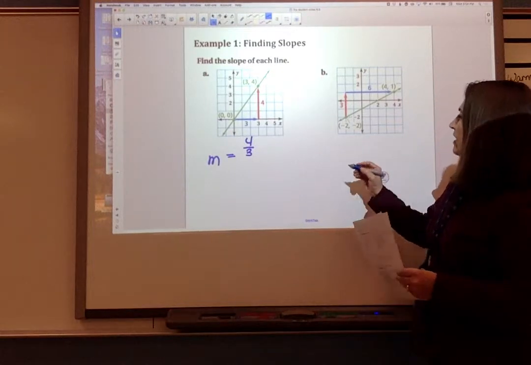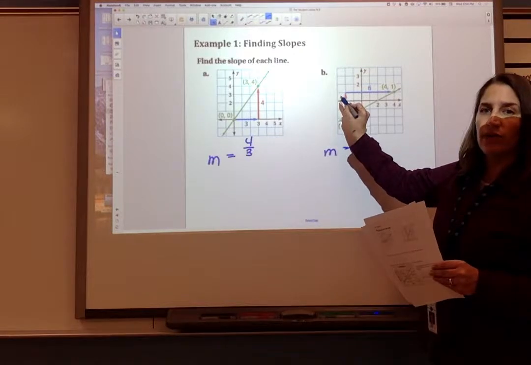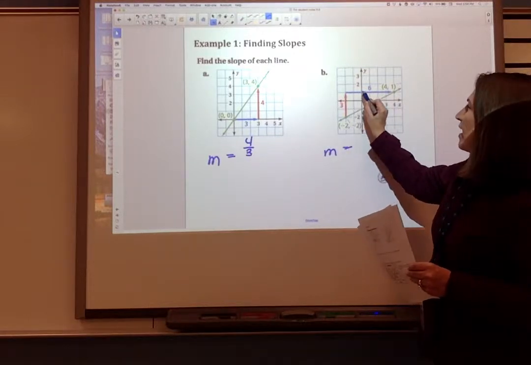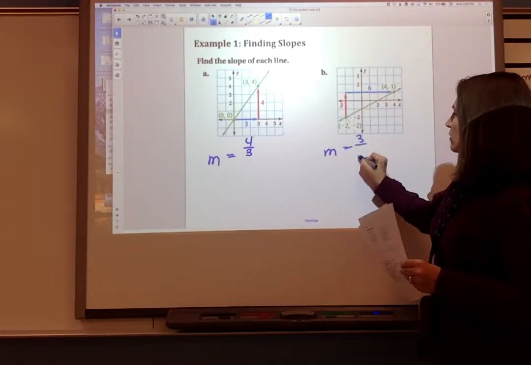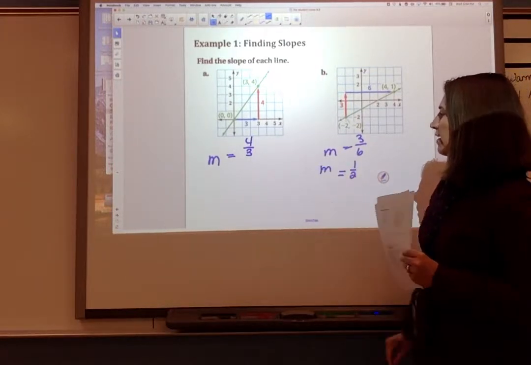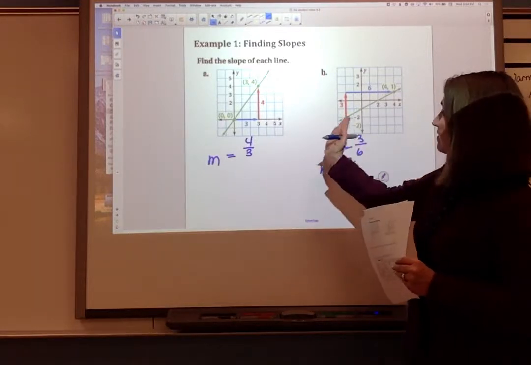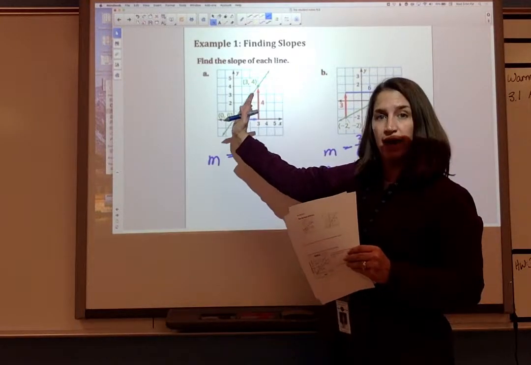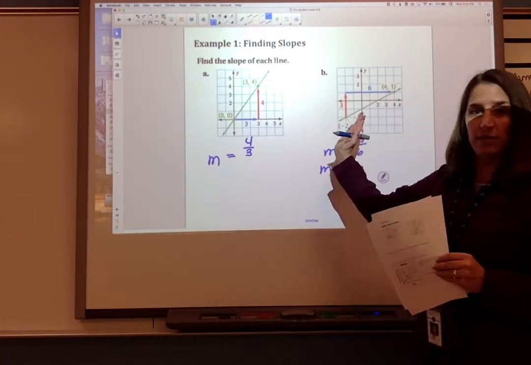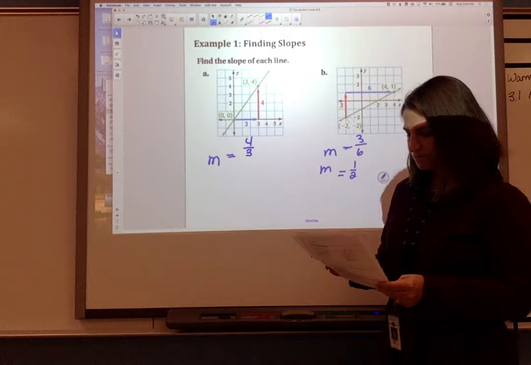Let's look at our second example. In this case, the change in y is 3, and the change in x is 6. So our slope is 3 over 6, which we would reduce to 1/2. So this time the slope is 1/2. We can see that the slope is steeper on A than it is on B, and also the number is larger on A than it is on B.